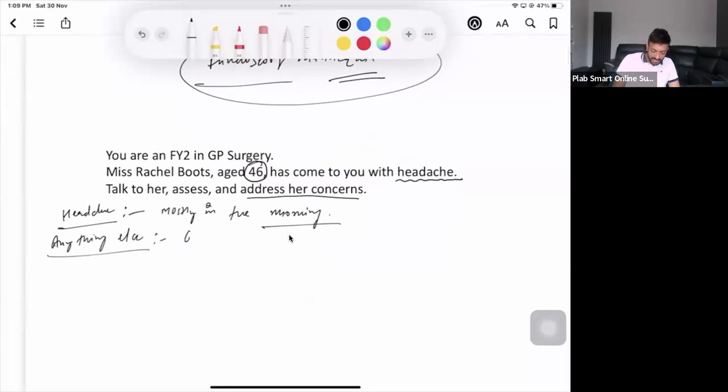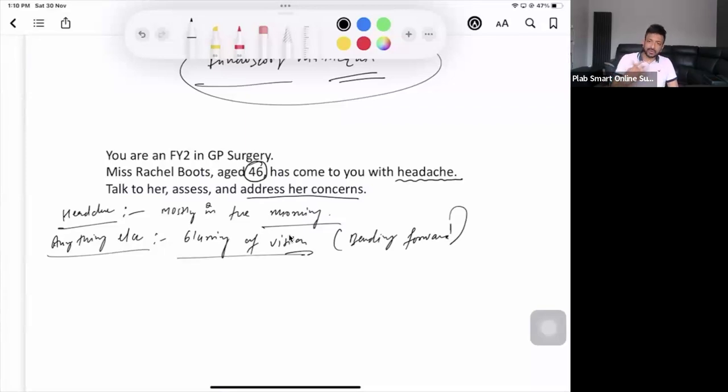Anything else? Doctor, I have got blurring of vision as well. Blurring of vision whenever I'm bending forward. I've got headache mostly in the morning. I've got blurring of vision when I'm bending forward. Fine. Anything else? No, doctor.